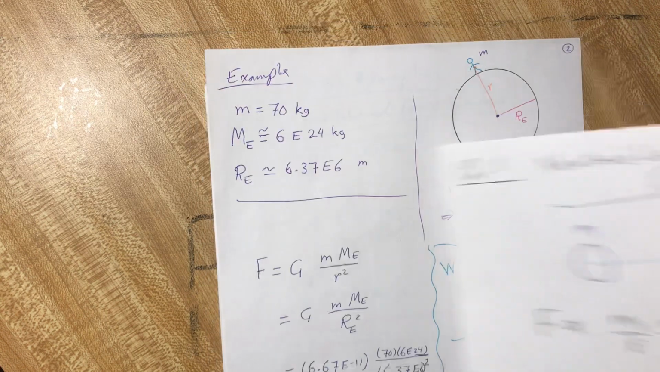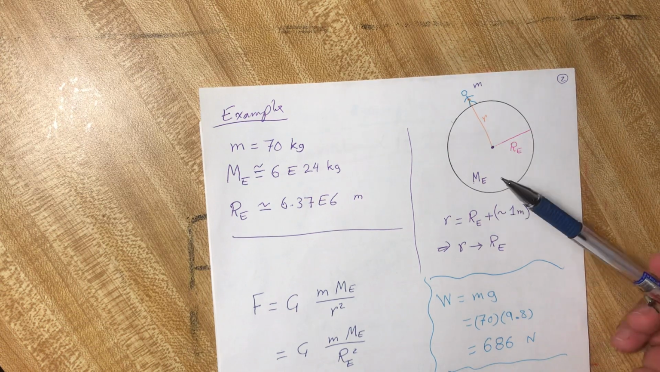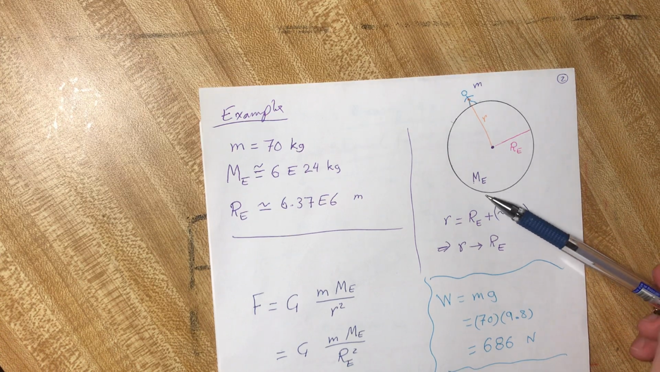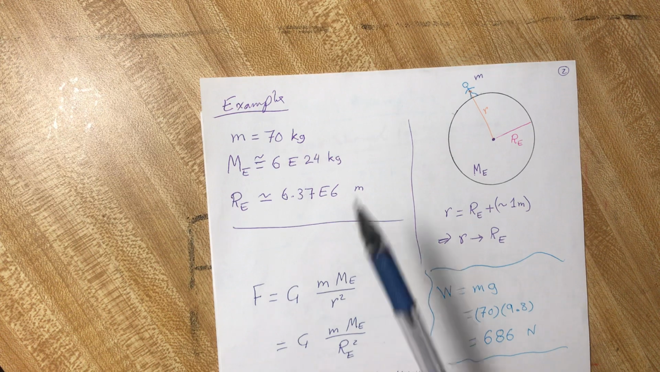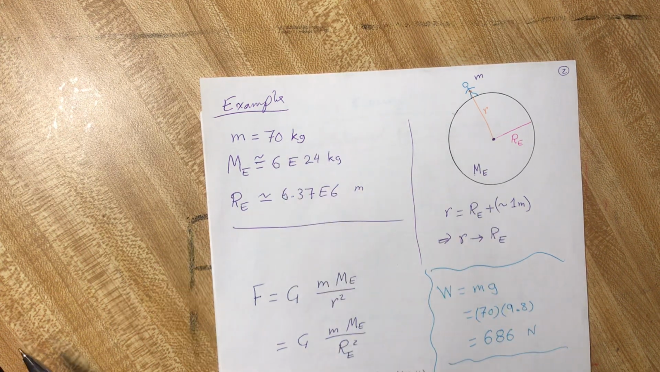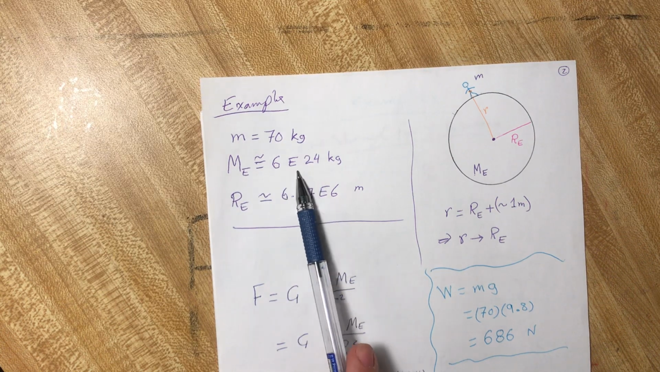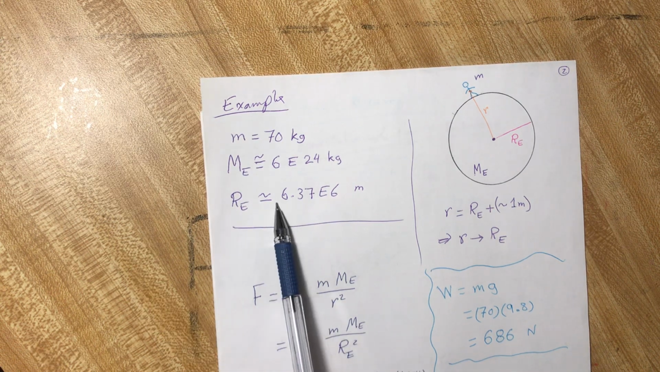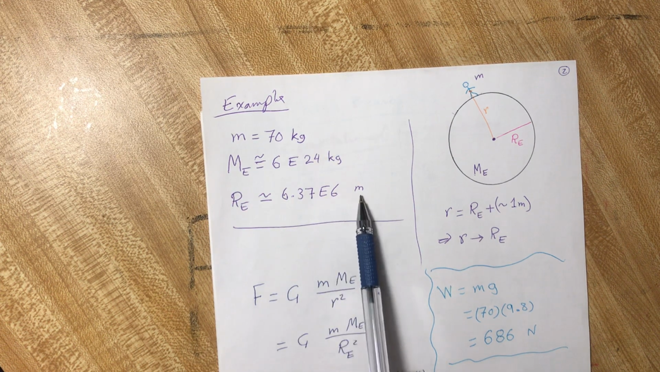Let us look at this example. What if there is a person with mass m standing on the earth with mass M, the earth, and the radius of the earth is re. The mass of the man is 70 kilograms. The mass of the earth is approximately 6 multiplied by 10 to 24 kilograms. The radius of the earth is approximately 6.37 multiplied by 10 to 6 meters.